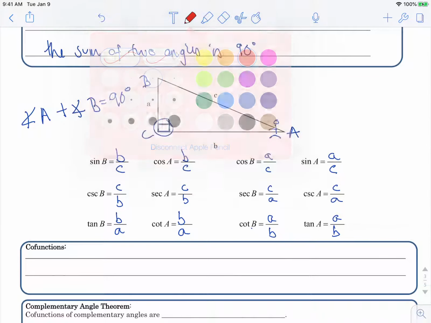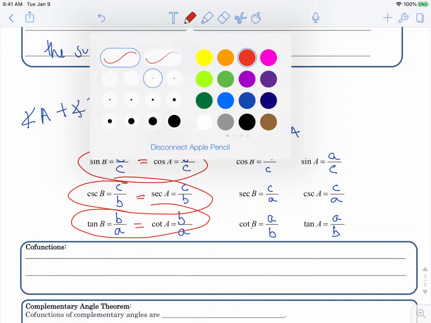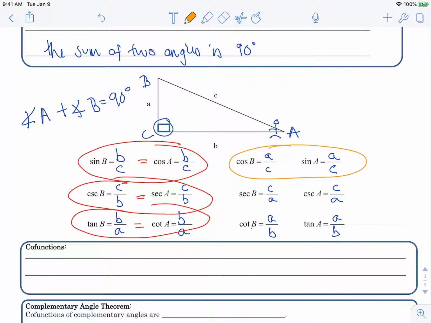So, what do we see? These guys, and these guys. Don't they all produce the same thing? Well, as pairs. So this guy equals this one, right? This one equals this one because they're producing the same ratio. And this is equaling this one. And that is the same for over here. These are producing the same thing. These are producing the same thing. And these are producing the same thing. So what in the heck does that mean?